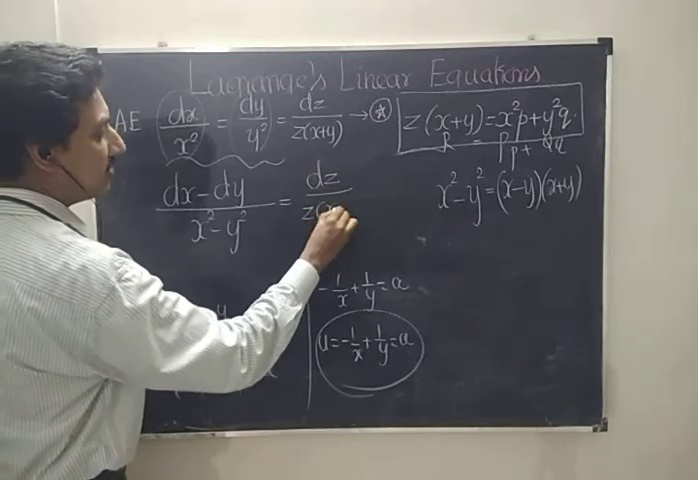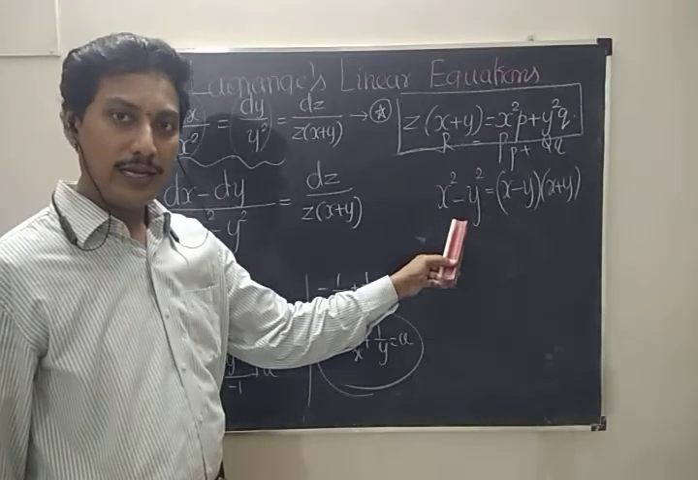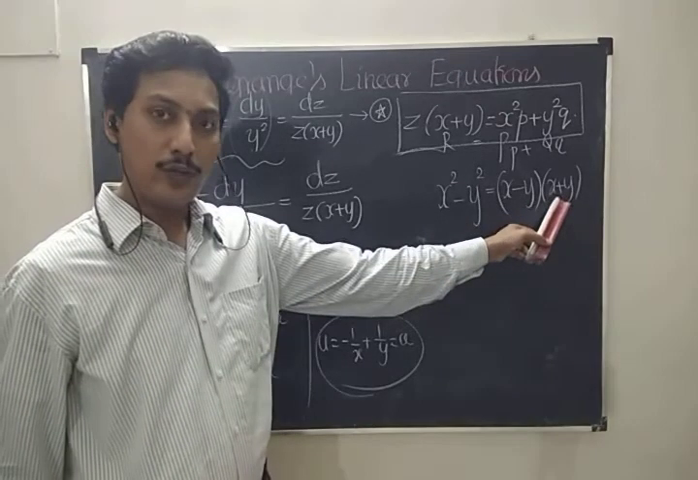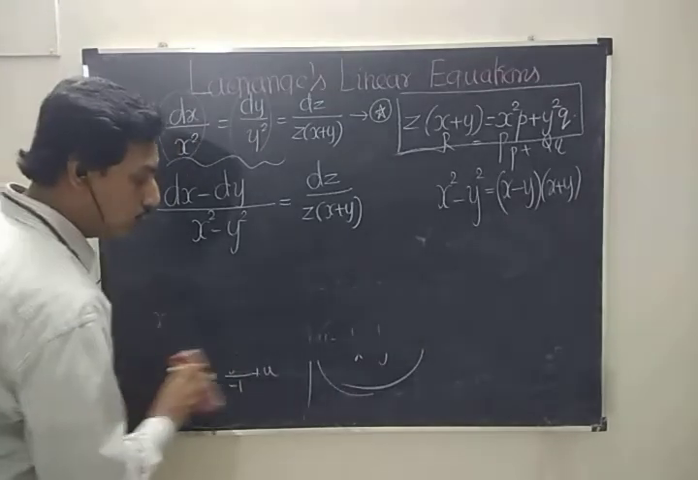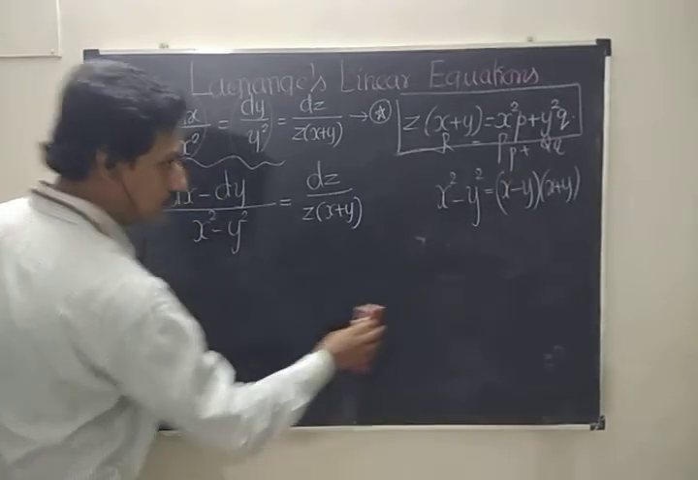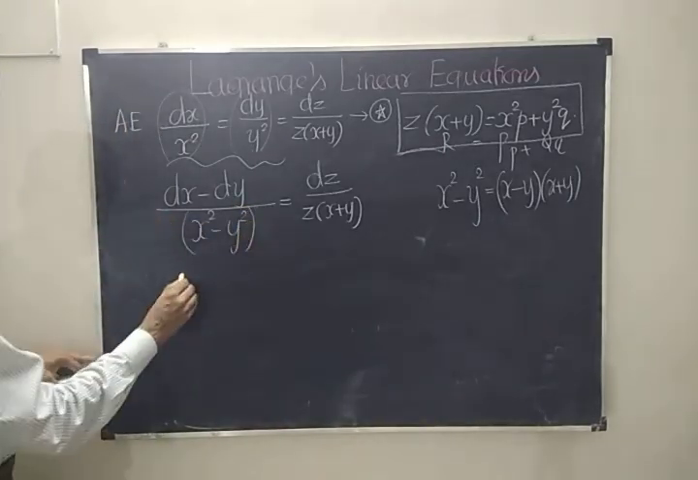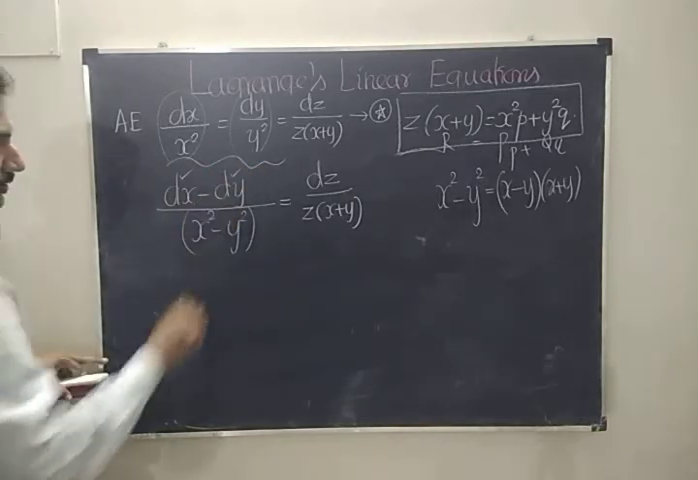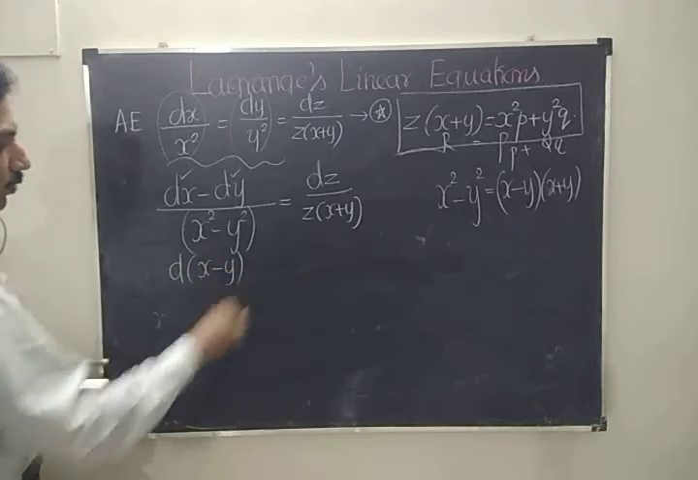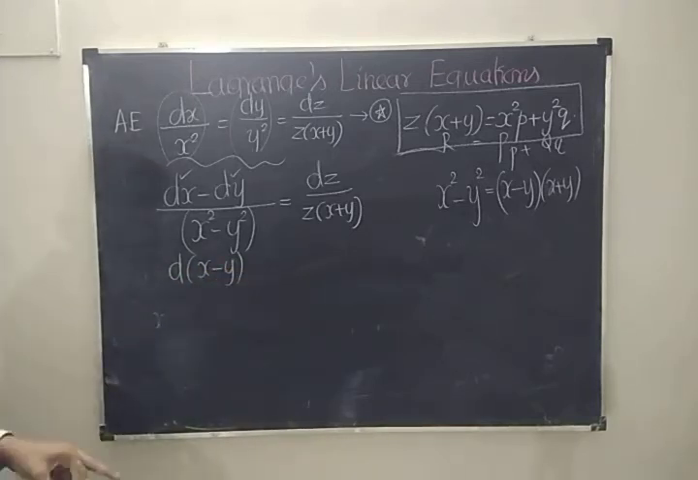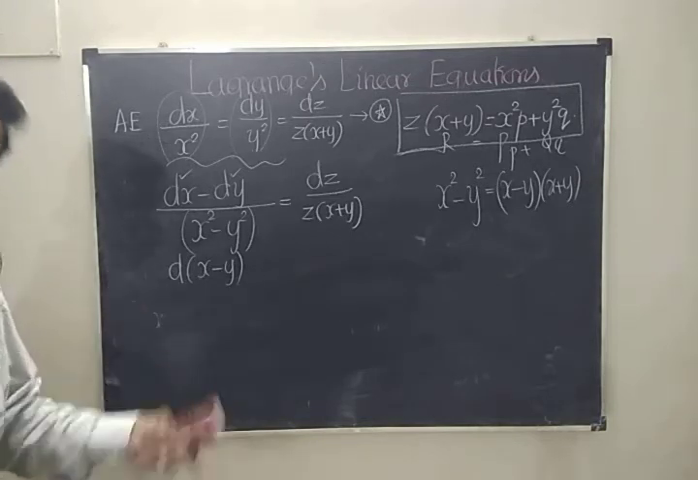I do not change anything in the third one because I know this is the identity. It is x plus y. So my aim is to cancel the x plus y. That's why I don't do any modifications in the third ratio. Now on the left hand side, the numerator is dx minus dy. By using the linear property, it is nothing but d of x minus y. What's d of x minus y? It is nothing but dx minus dy. What about d of x plus y? dx plus dy. So it's called the linear property.